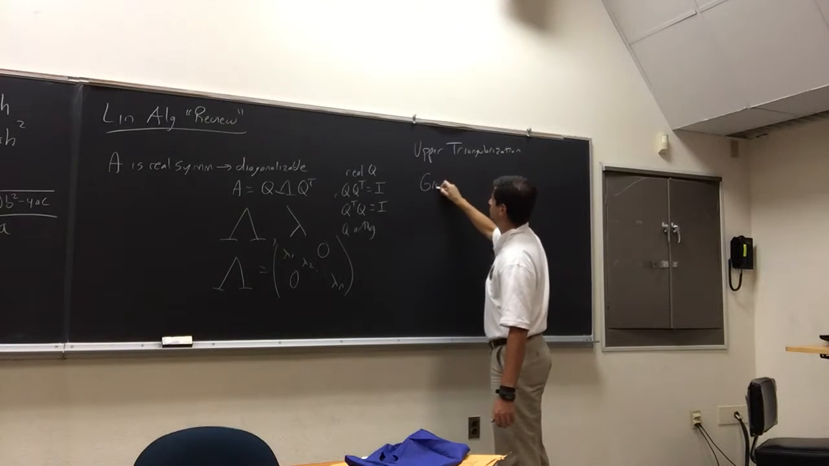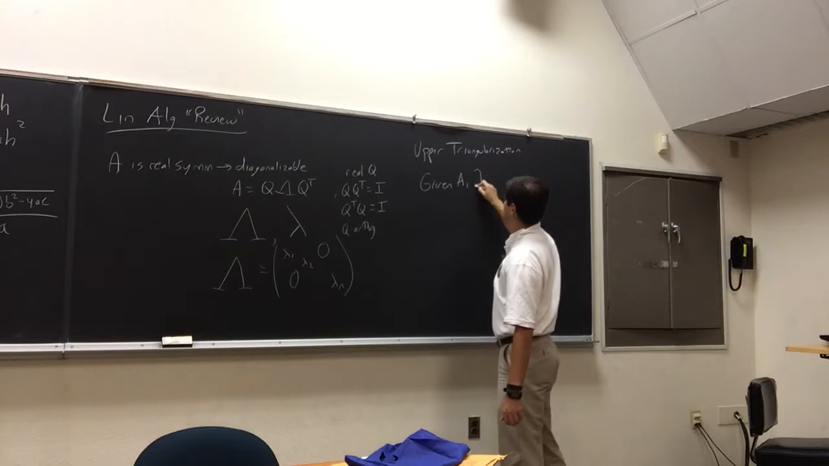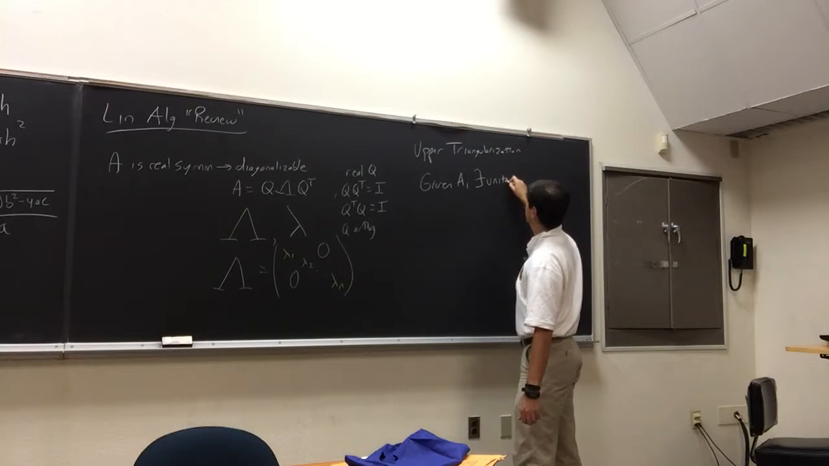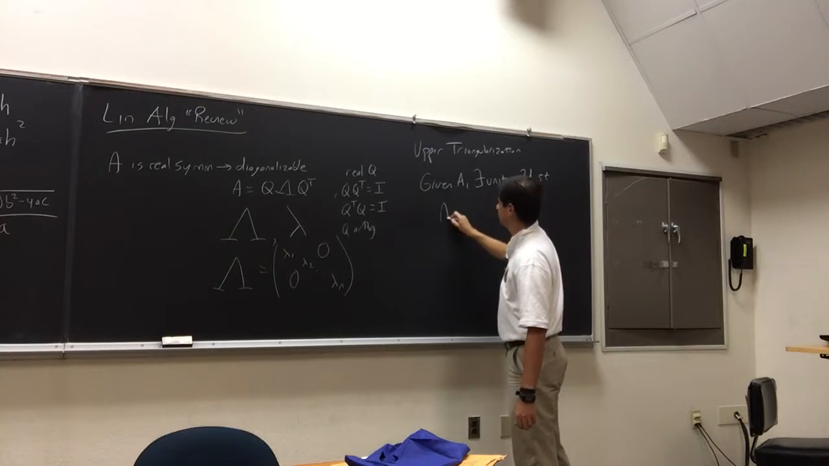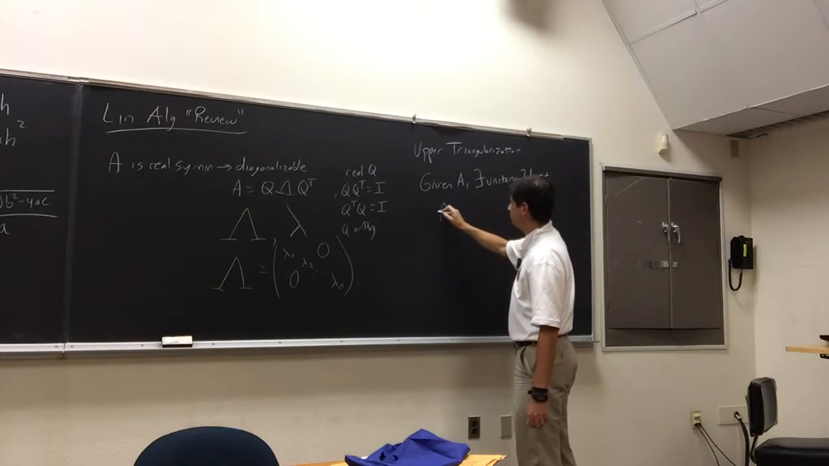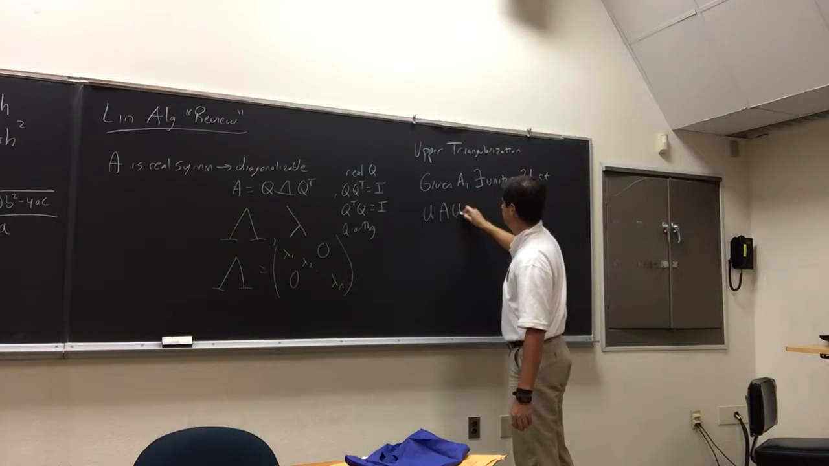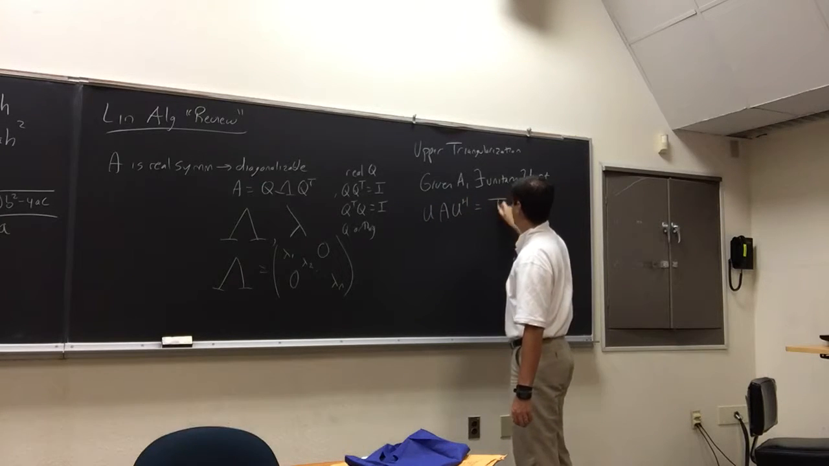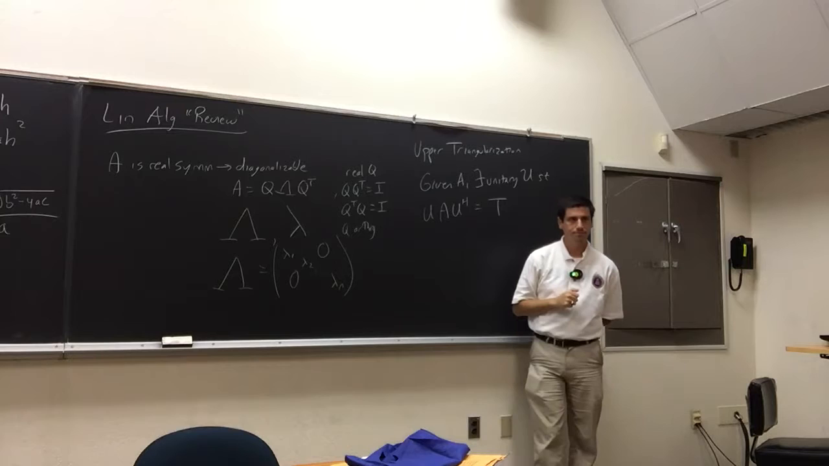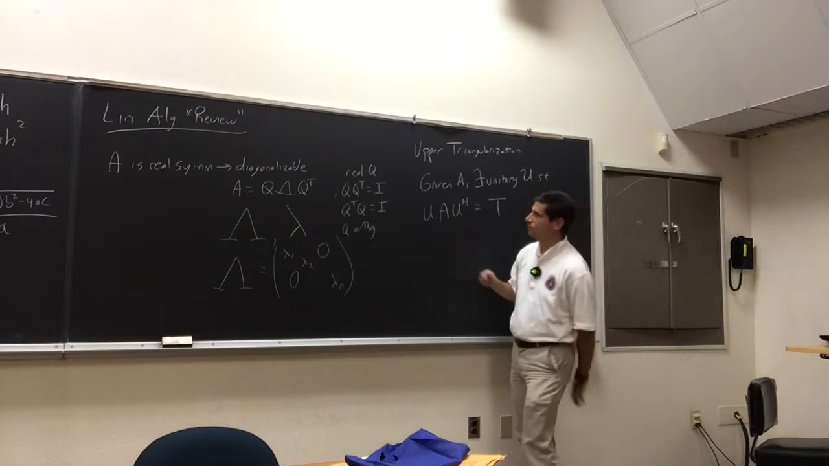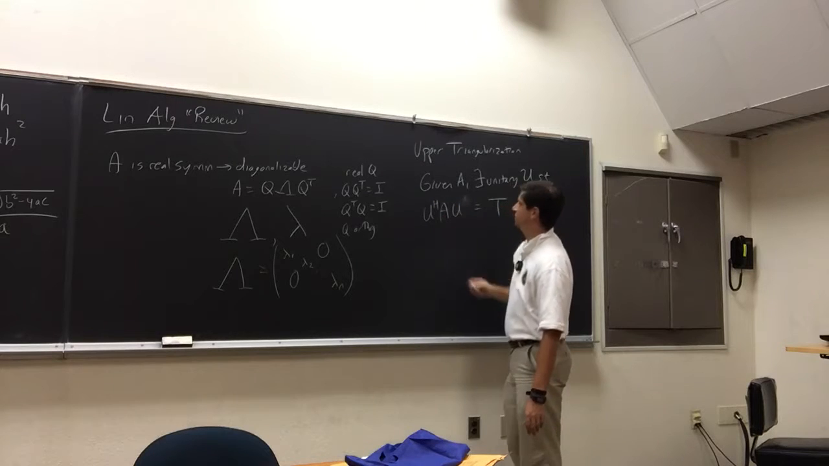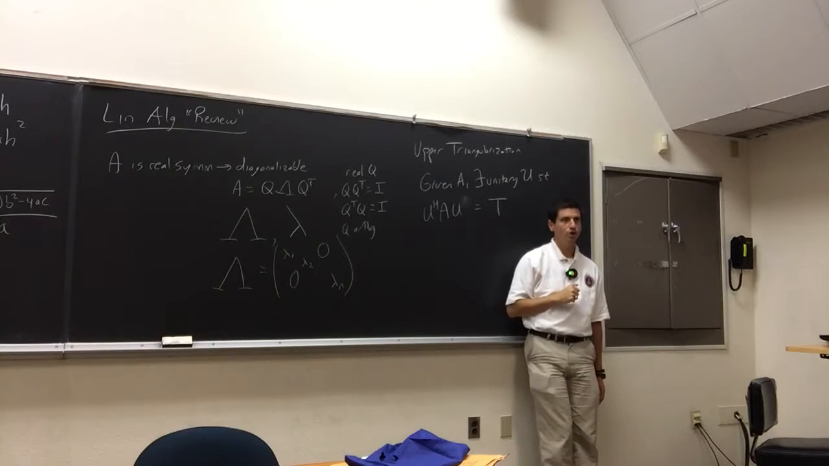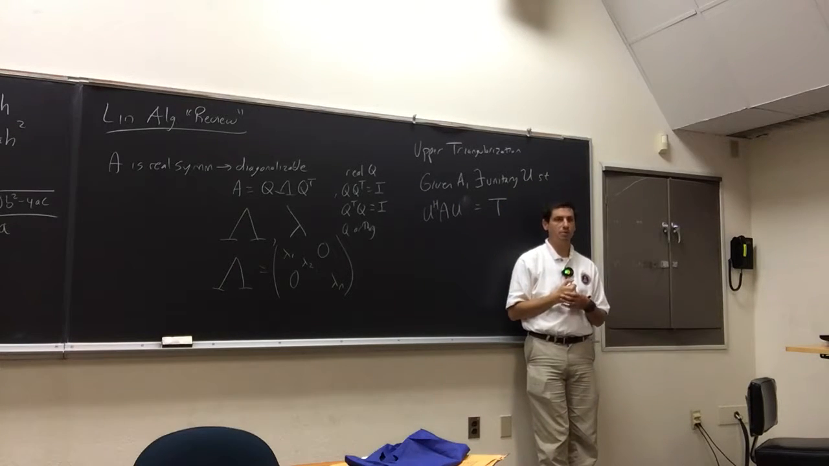So given A, there exists a unitary U such that U Hermitian A U is an upper triangular matrix. And again, I might have the H on the wrong side. I guess based on how I'm writing it over there, I'll put the H over here. It doesn't really matter. So I can always put a matrix into upper triangular form.